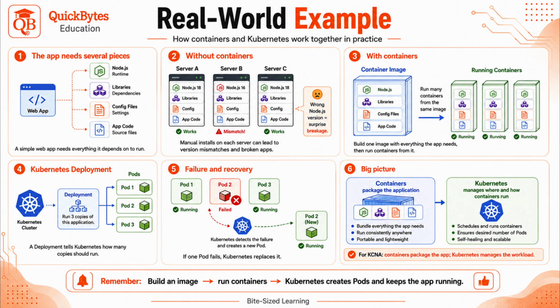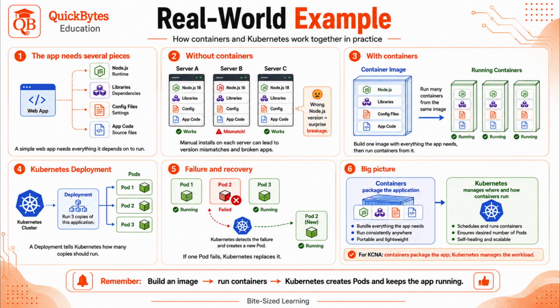Let's say you have a simple web application. The application needs Node.js, some libraries, configuration files, and the application code. Without containers, you might have to manually install everything on each server. And if one server has the wrong version of Node.js, surprise, something breaks. With containers, you build an image that includes everything the application needs. Then you run containers from that image.